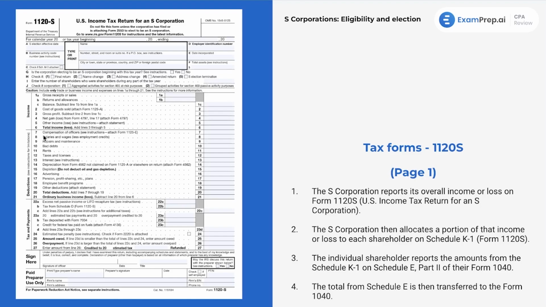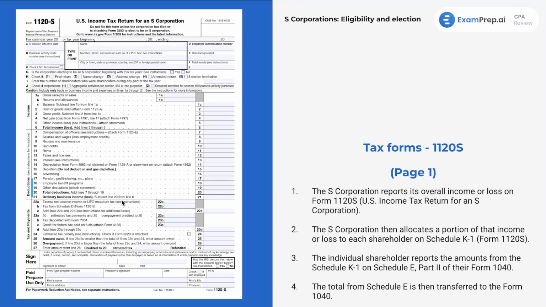Then you take deductions, such as compensation of officers, salaries and wages. Again, this is quite similar to a normal corporation. You would just take all these items, boom, boom, boom, taxes and licenses, advertising, other expenses, just full-on deductions, as we see here. Then that gets you your ordinary business income. This line is critically important because we will see it on the Schedule K and then the Schedule K1.